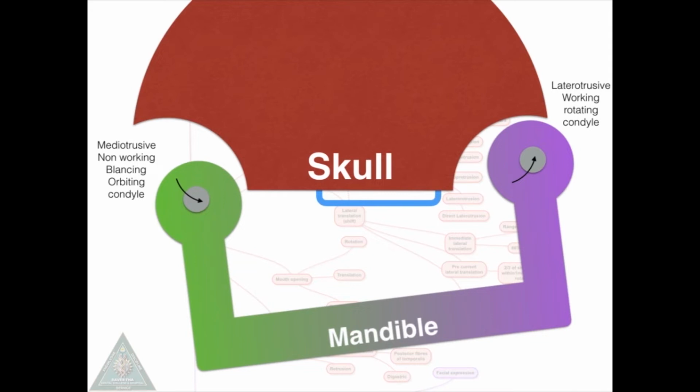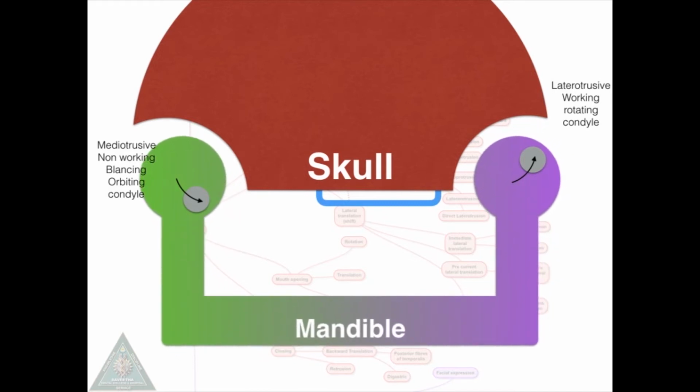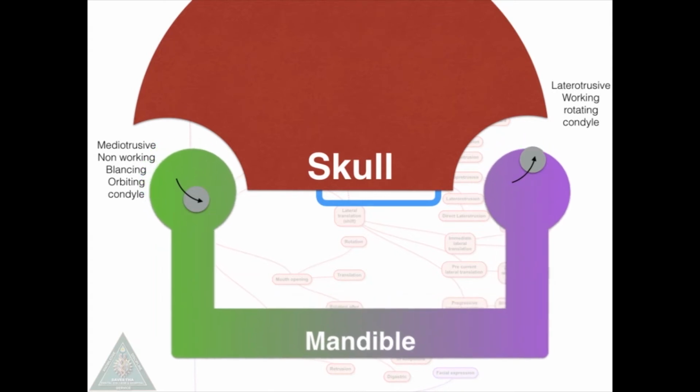The orbiting condyle will always move in a forward, downward, inward movement. This is very important: the non-working condyle always moves forward, downward, inward. Whereas the rotating or working condyle can also move outward and forward, outward and backward, outward and upward, and outward and downward. If the working condyle moves outward and upward, it's called laterosurtrusion. If it moves outward and downward, it is laterodetrusion. If it is outward and forward, lateroprotrusion, and outward and backward, lateroretrusion.